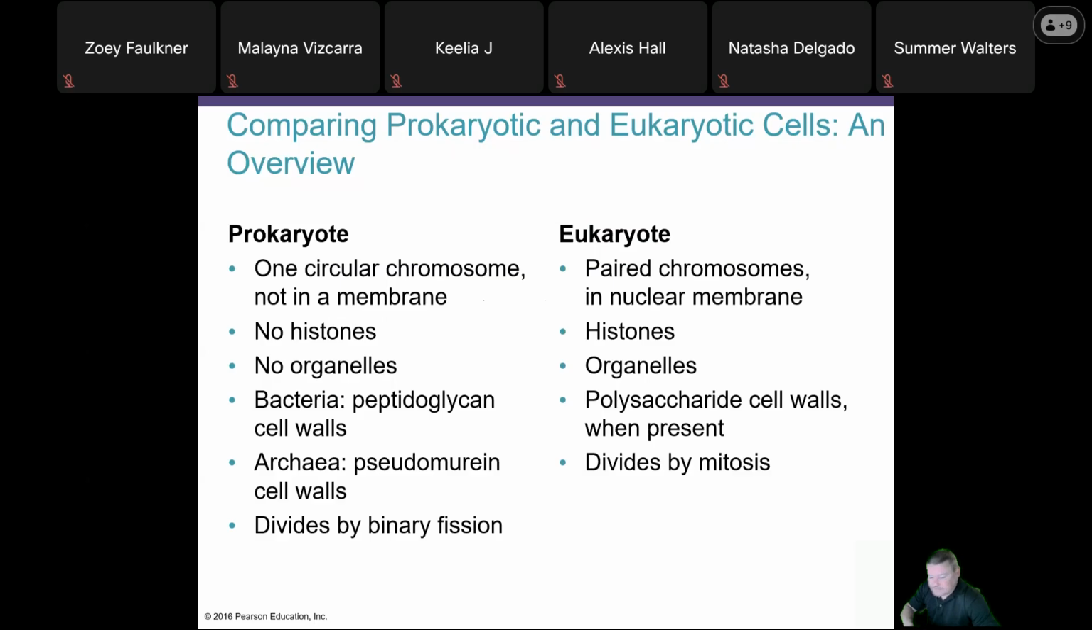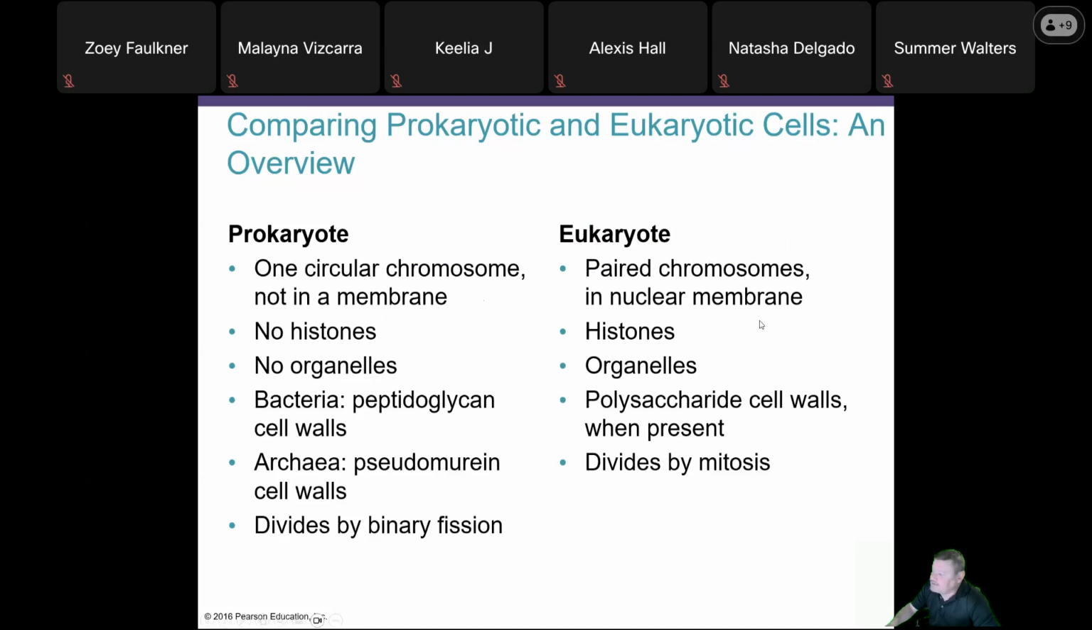Again, these are two different types of organisms completely. They used to be lumped together because they are prokaryotic, but the archaea and bacteria branched a long time ago. We now know that they are two distinct domains, so we're not putting those together anymore, even though they look alike. Eukaryotic cells are going to have paired chromosomes and a nuclear membrane.